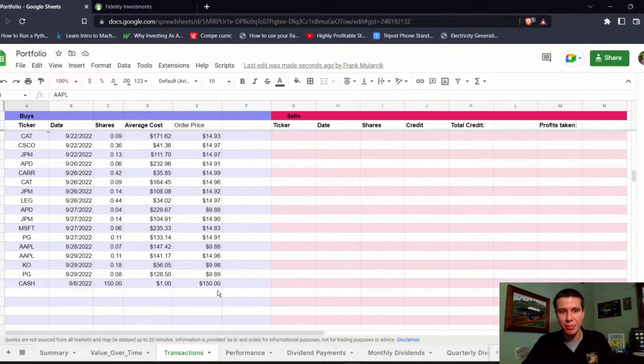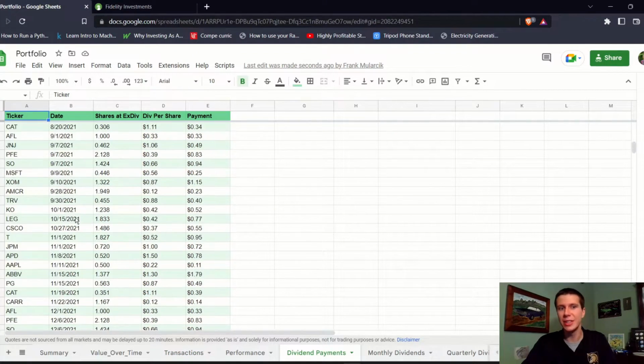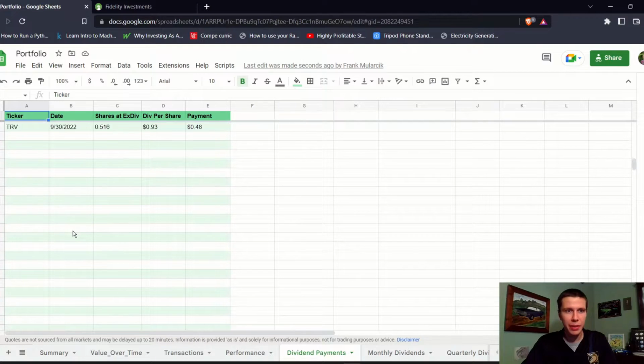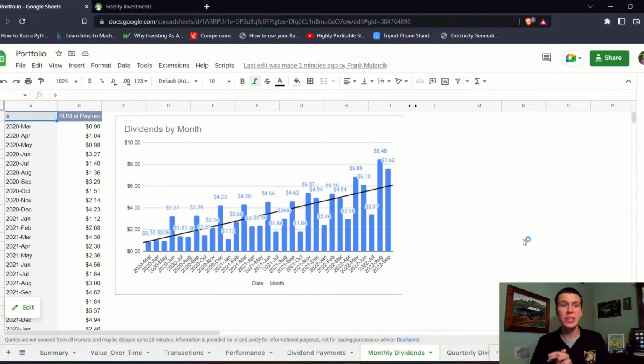And then you can see this cash deposit. And then in terms of dividend payments, if we go down here, we can see the dividend payments we got this month. So starting on September 1st, 49 cents from Aflac, $1 from Johnson & Johnson, 93 cents from Pfizer, $1.12 from Southern Company, 36 cents from Microsoft, $1.48 from 3M, 84 cents from Lockheed Martin, 45 cents from Amcor, 47 cents was an interest payment on our cash in the account, and then 48 cents from Travelers. And those dividends totaled $7.62, as we can see in our graph here.